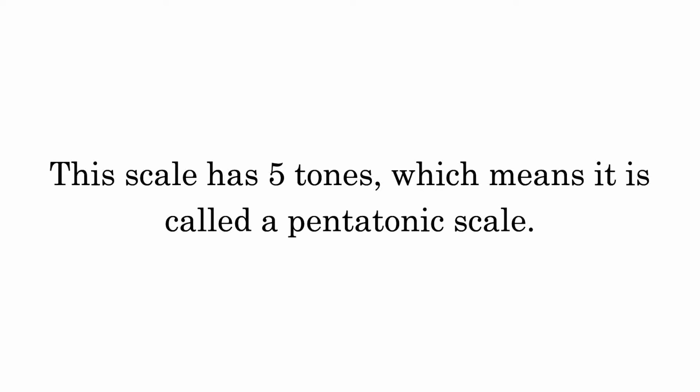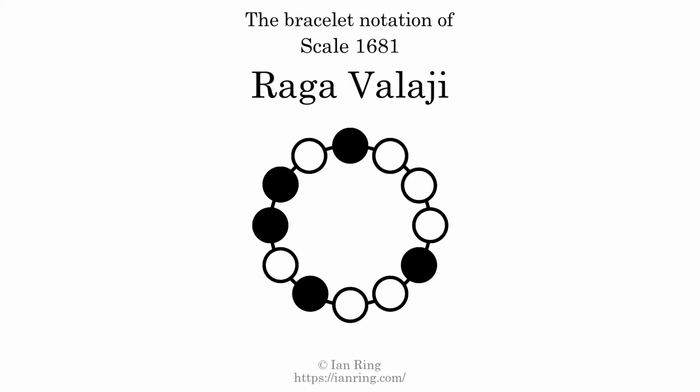This scale has 5 tones, which means it is called a pentatonic scale. This is a bracelet notation diagram of scale 1681. The shaded circles represent tones that appear in the scale, and they are read clockwise, starting at the top.